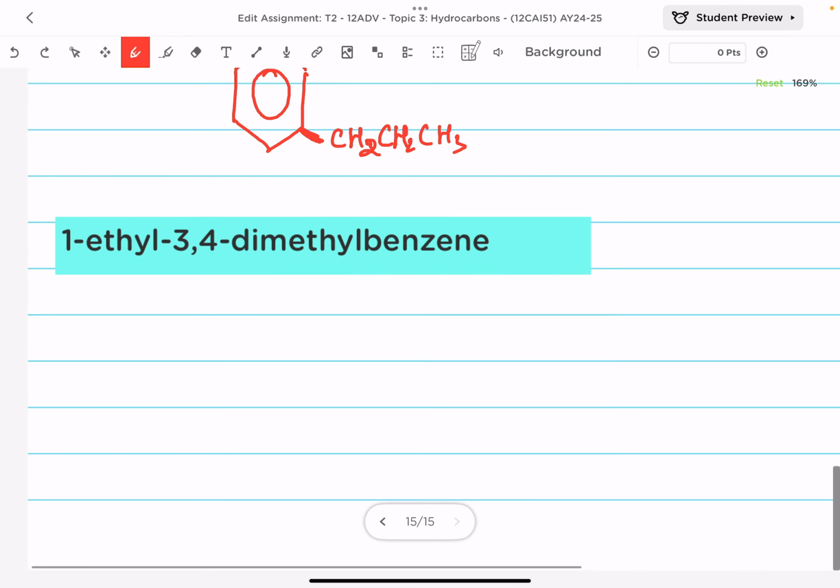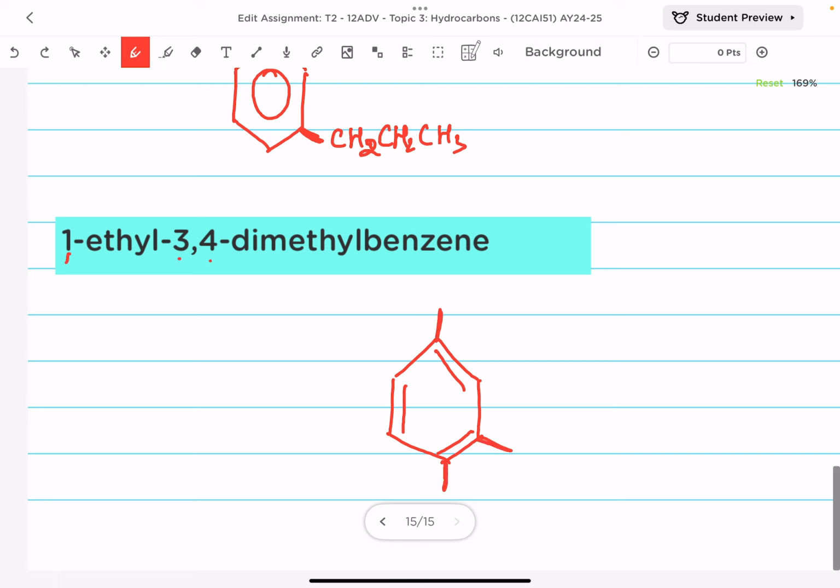And the last example in this video tutorial, we have here a benzene ring. We have on the first, on the third, and on the fourth, 1, 3, and 4. On the first, we have 2 carbons. On the third and on the fourth, we have a methyl, 1 carbon. And that's it.